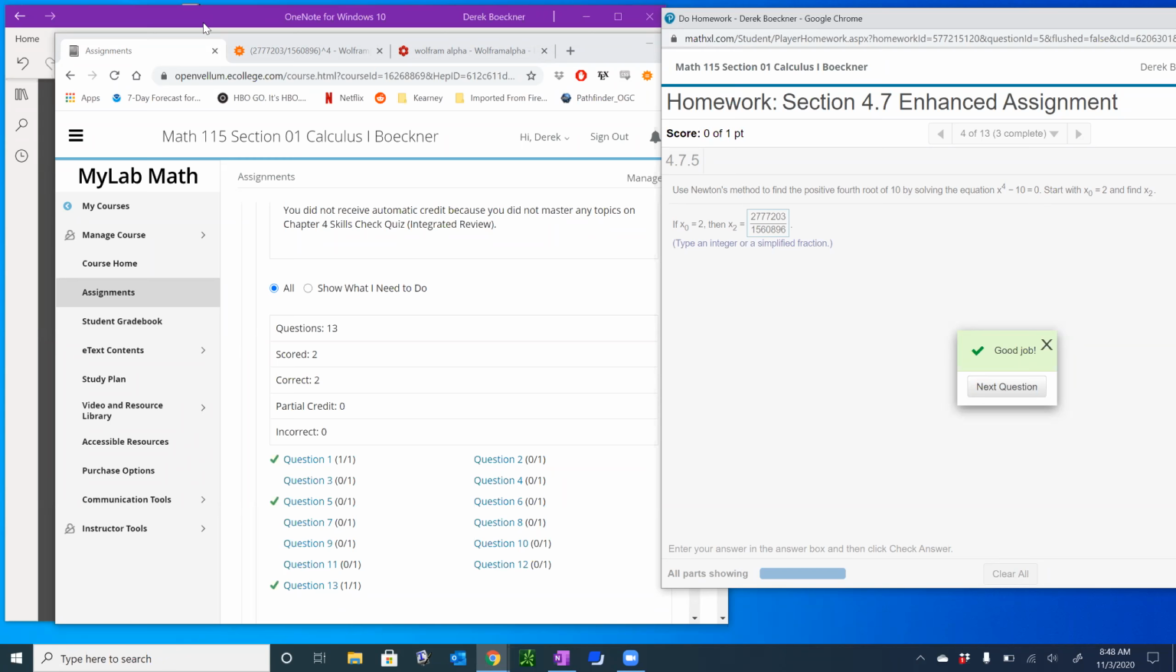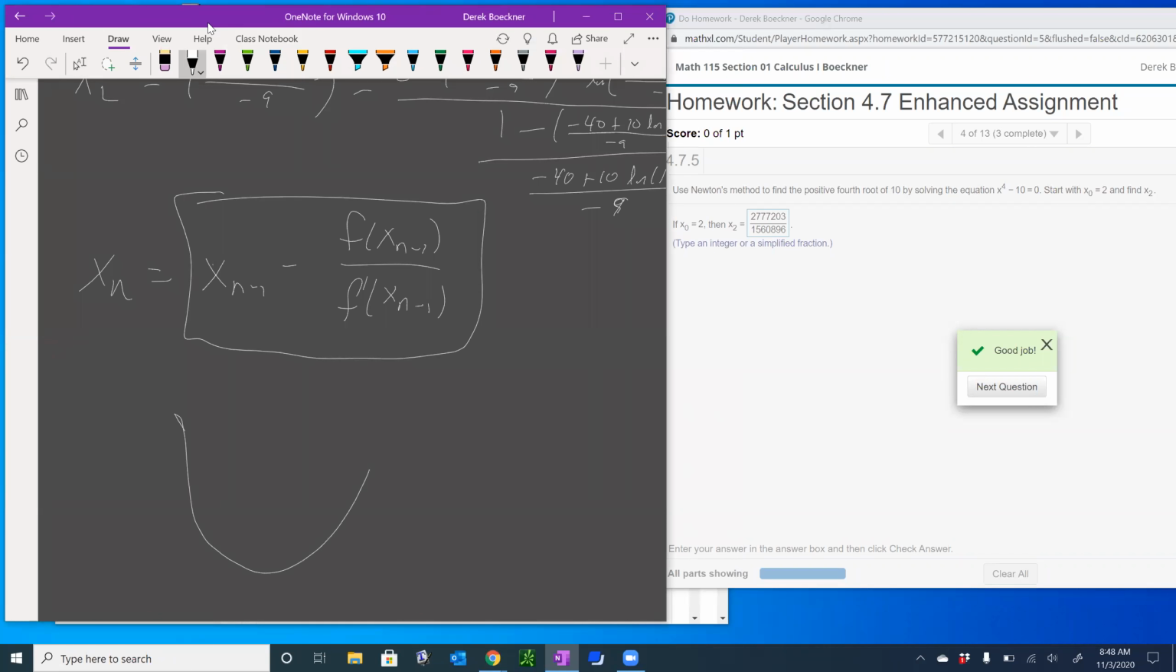The graph of that looks like that. Since we start at 2, we're going to come up and we're going to approximate this root, the positive one. If we'd started at negative 2, we would have come down to that one. Or straight up, down, straight up, down. Does that make sense?